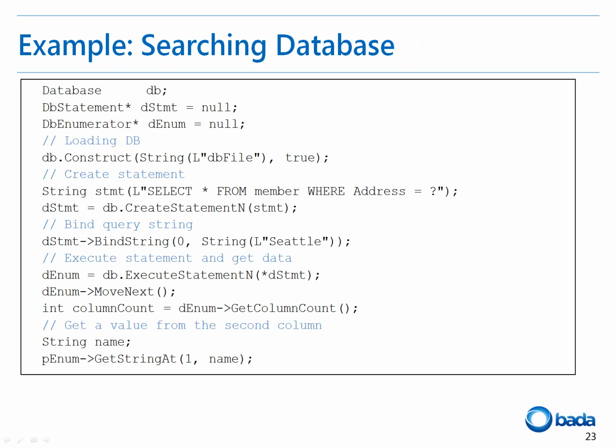This example searches for a specific row in the database. Construct the database, giving the database name, and create the statement to search for data. Bind the keyword string to be searched for and execute the statement. Then you get an enumerator. You can get the number of found columns by calling the getColumnCount function of the enumerator, and get the data using the getStringAt function.